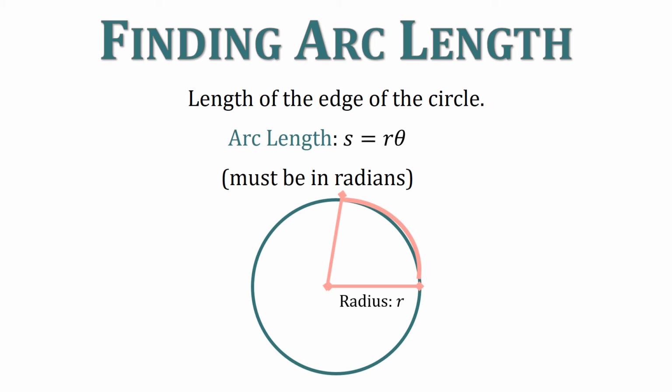We know our radius was our initial side. Well, even our terminal side is also our radius. And then our theta is the angle right there on the inside. We'll use this information to find arc length. We're going to see an example of that in just a second.